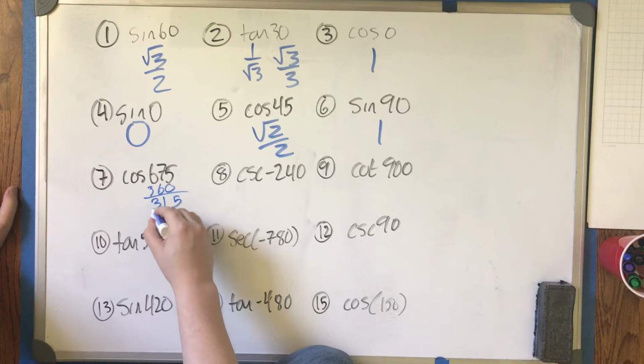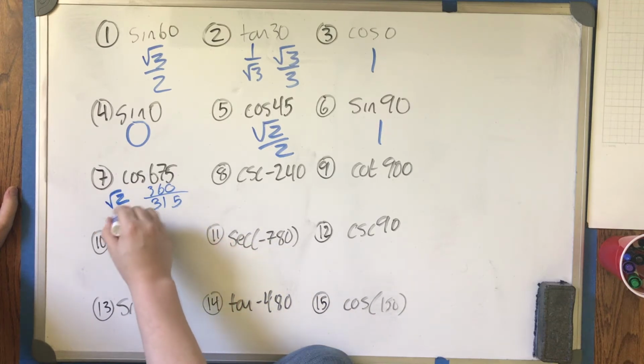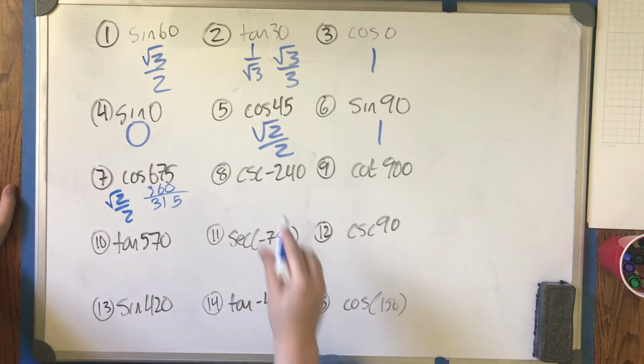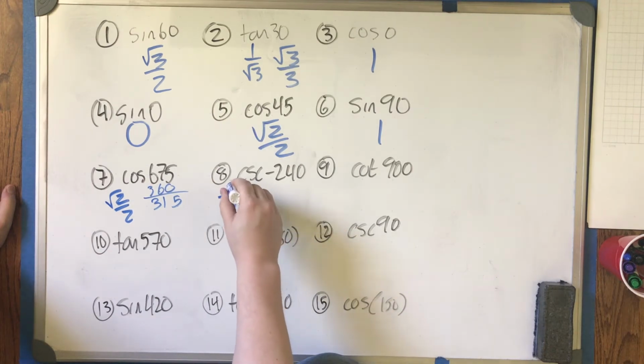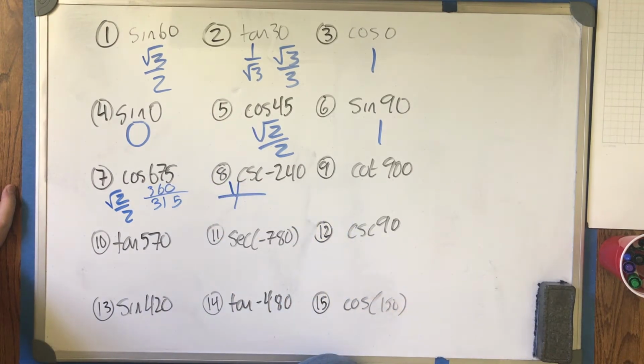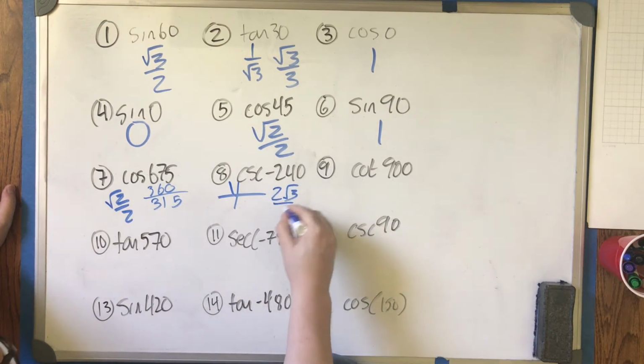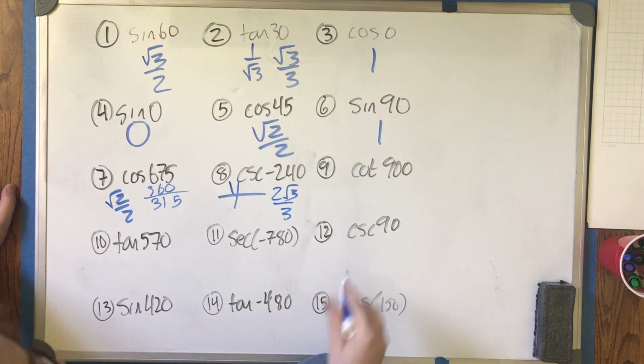Got to do math here. 315. All right, so this is going to be a square root of 2 over 2. It's positive in the fourth quadrant. Negative 240. Oh boy, math. That's going to be right there. It's a 60. Sine would be square root of 3 over 2. This is going to be 2 rad 3 over 3, positive because of the quadrant it's in.